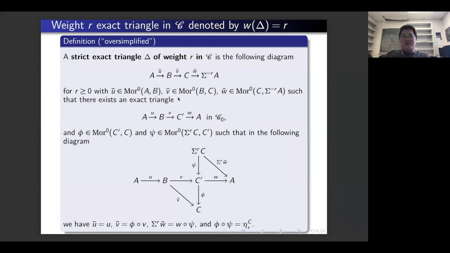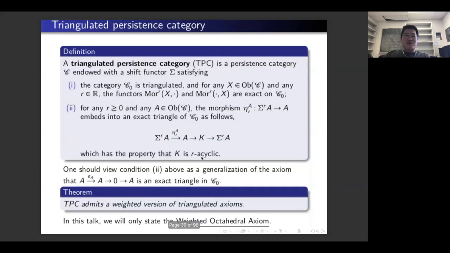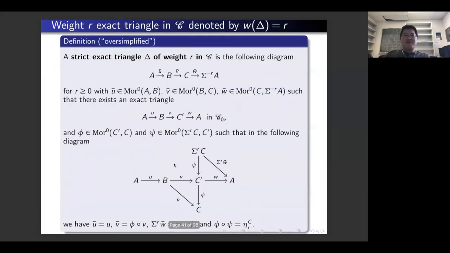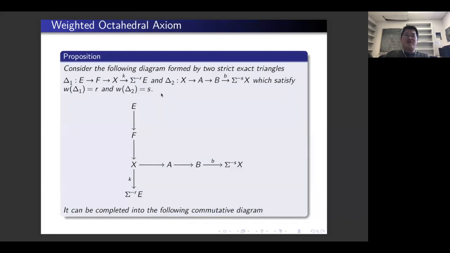All right. So now once we have this exact triangle of weight R, then when we go back to what the theorem says, if we consider all such triangles together with the triangles in C zero, then you can verify that we satisfy a weighted version of the triangulated axioms. And now let me mention the most important one for us, the weighted octahedron axiom.